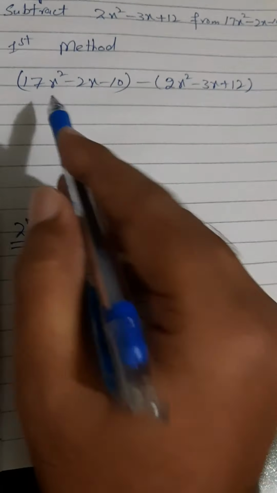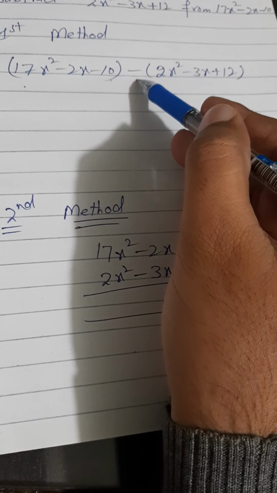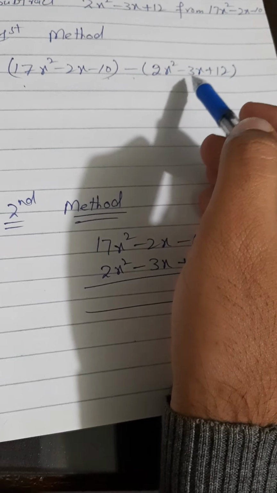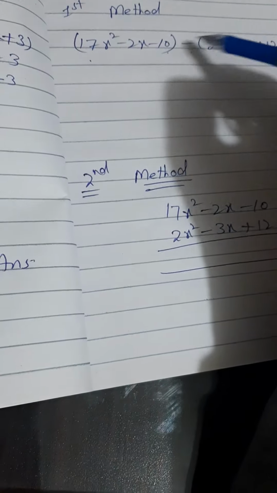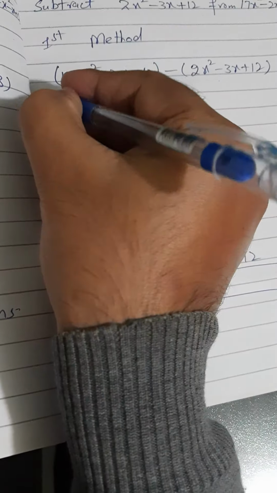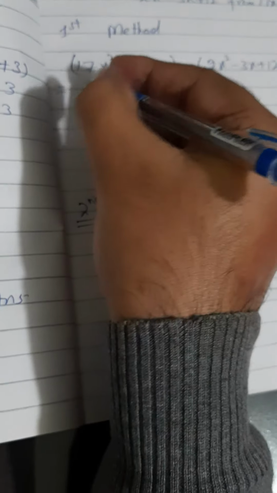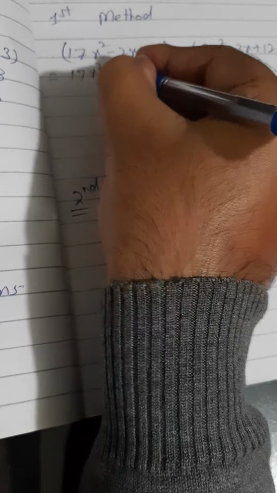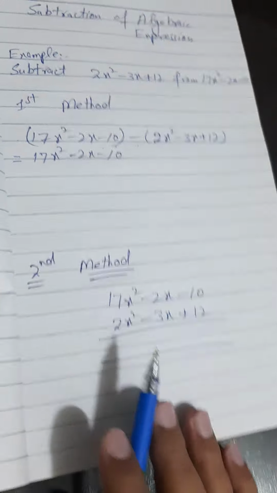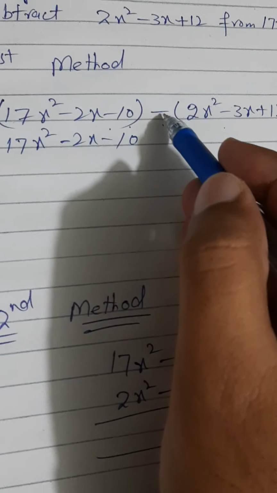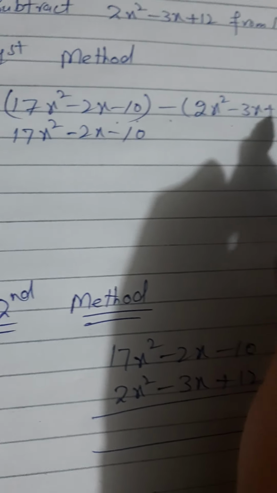So every time, the expression after "from" you have to write first. So first we write 17x square minus 2x minus 10, then we put the sign of subtraction, the negative sign, and the other expression. Meaning the expression after "from" we have to put first. There isn't any sign before the first expression, so we write it as it is, 17x square minus 2x minus 10. Now there is a sign of subtraction, a negative sign, so we will change the sign of all terms written within the bracket.